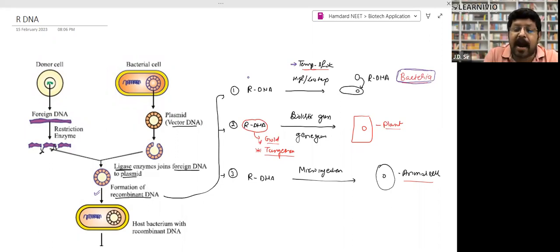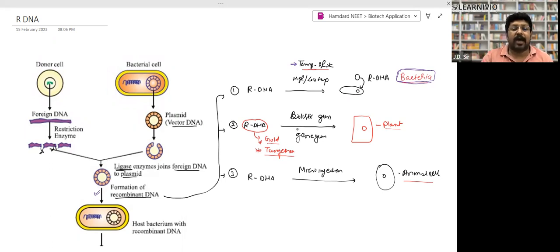If this is a plant cell, how will you insert this recombinant DNA inside a plant cell? We take the vector or recombinant DNA. Recombinant DNA or vector is coated with gold or tungsten. This question has been asked. Gold was also an answer and tungsten was also an answer, right? So either with the help of gold plating or with the help of tungsten covering. With the help of these, we coat those recombinant DNA with gold or tungsten.